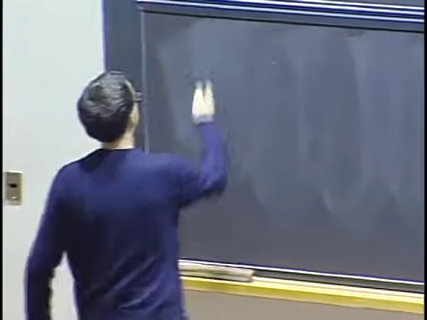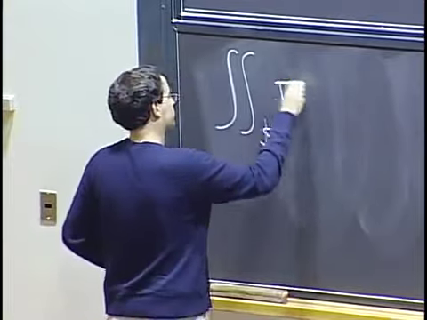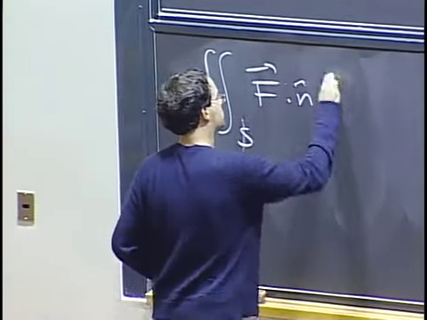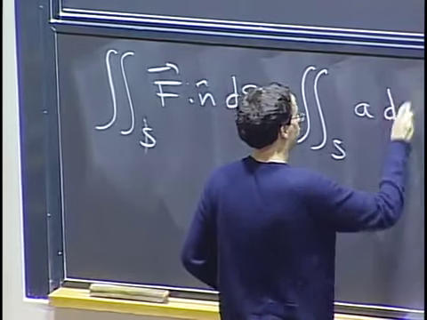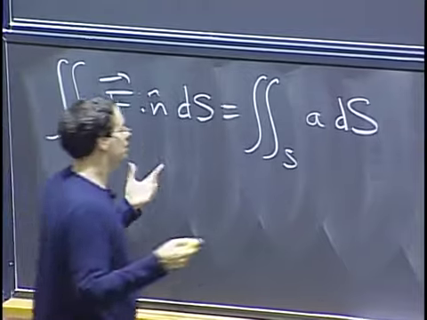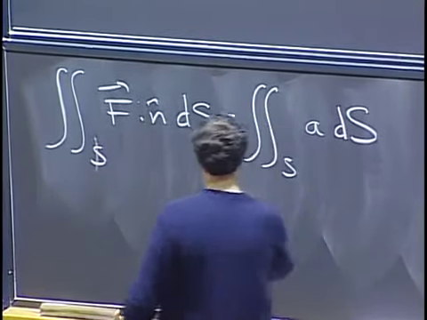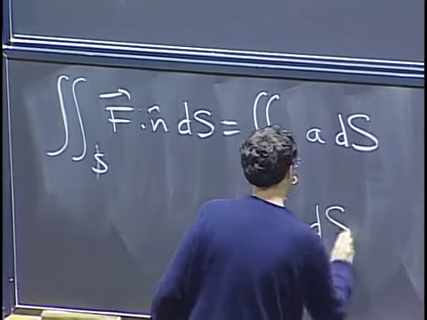So now, what do I do with that? I've turned my integral into the double integral of a dS. And a is just a constant. So I'm very lucky here. I can just say, this will be a times the double integral of dS.